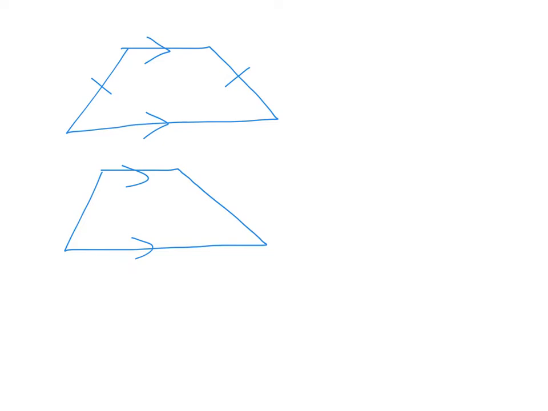If I drop down an altitude, or if I drop down this height, altitude and height mean the same thing, folks, perpendicular to both bases, right? Perpendicular to both bases. Boom. That height has to be perpendicular to both bases. So our area formula for a trapezoid, we've got two bases we're dealing with. So what we're going to do is average those bases. We're going to multiply it by the height.